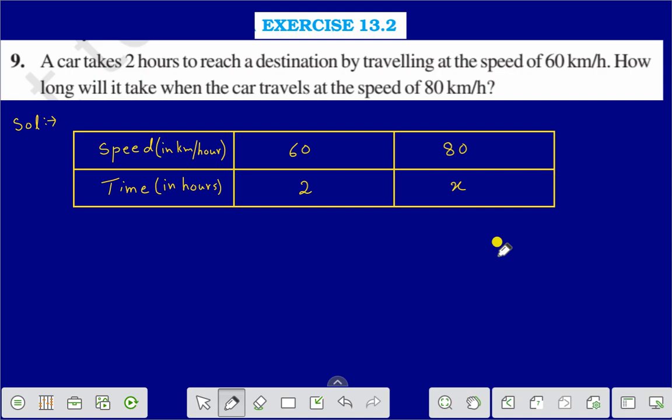A car takes 2 hours to reach a destination by traveling at the speed of 60 km per hour. How long will it take when the car travels at the speed of 80 km per hour?